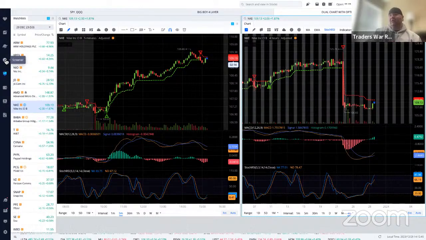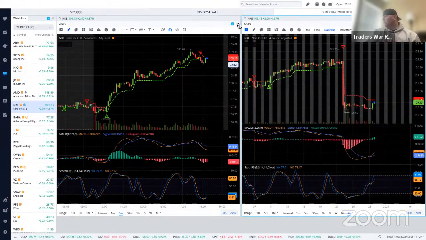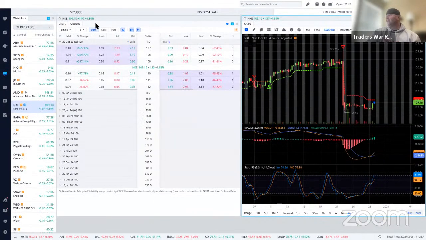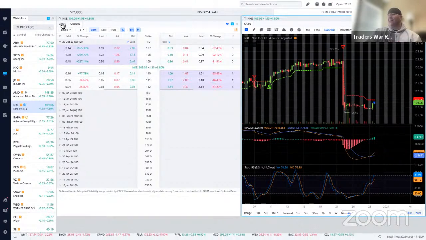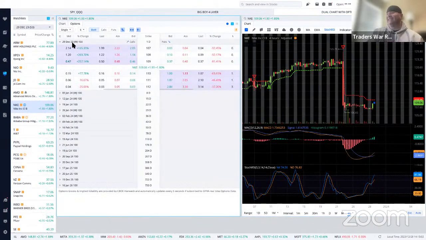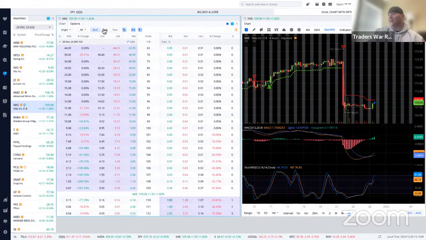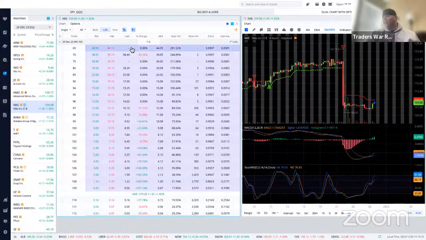We can always go into, you know what? I want a widget. Give me a widget. Hang on. Add a widget. I want options. There we go. Did I just kill my chart though? No. Okay, good. I still got my chart. I want them all. And we want calls.